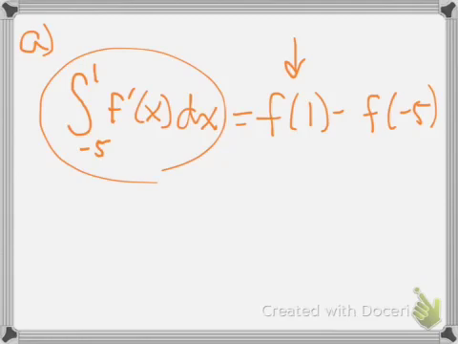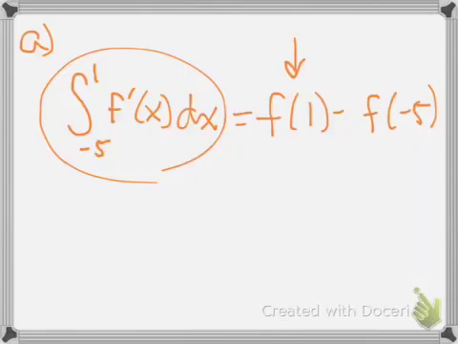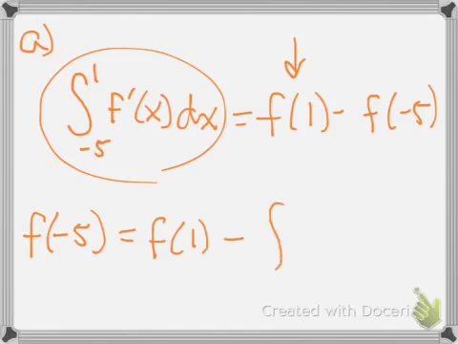But let's continue. As I had mentioned, f of 1 was given to us. We're solving for f of -5. And the integral is going to be solved by finding the net signed area bounded by the curve between -5 and 1. So I'm going to do a little bit of rearrangement before I get to that. So f of -5 is going to be f of 1 minus the integral from -5 to 1 of f prime of x dx, which is just g of x according to the picture.